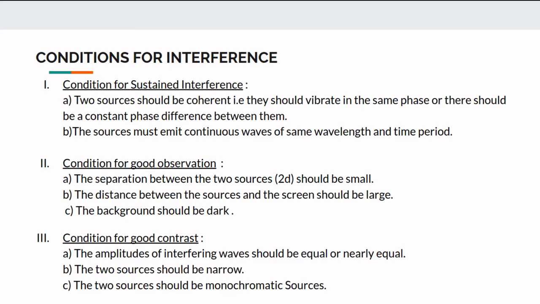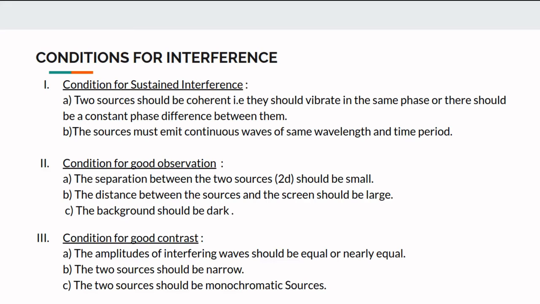The second point in this case is that the two sources must emit continuous waves of the same wavelength and time period. We have already told in interference that the sources must be identical. Identical means they must emit waves of the same wavelength, same time period, same amplitude, etc.